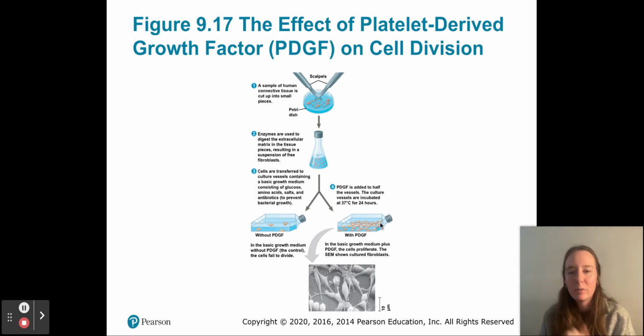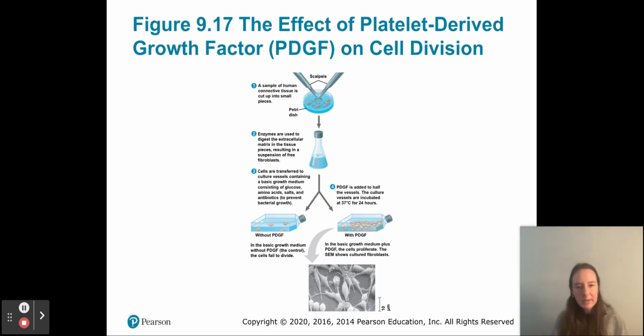Then they did another experiment where they did the same thing, but they added something here called a platelet-derived growth factor. Now, this is a molecule that they added to the vessel, and then they waited. They let it sit, they incubated it, so they put it at a certain temperature for 24 hours. Now, without platelet-derived growth factor, without the molecule added, what happens? Well, without it, the cells didn't divide, they just hung out. But when you added this molecule, the cells proliferate. That means they grow, they make more copies. And what we see here is with the growth factor, now we have more copies.